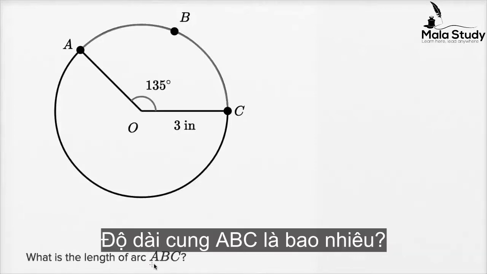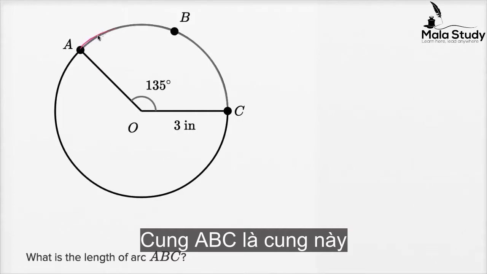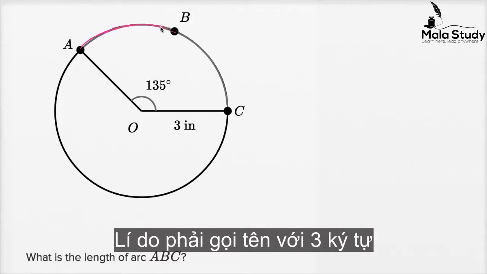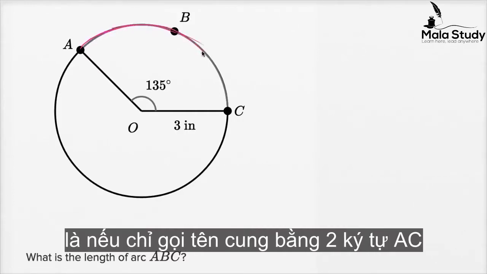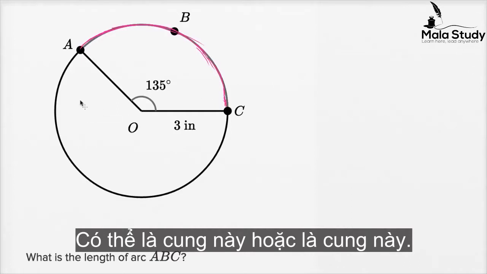What is the length of arc ABC? So arc ABC is this arc right over here. And the reason why they have to give us 3 points is because if they just said arc AC, it would still be ambiguous because there are two arc ACs. It could be this arc right over here, or it could be this arc over here.